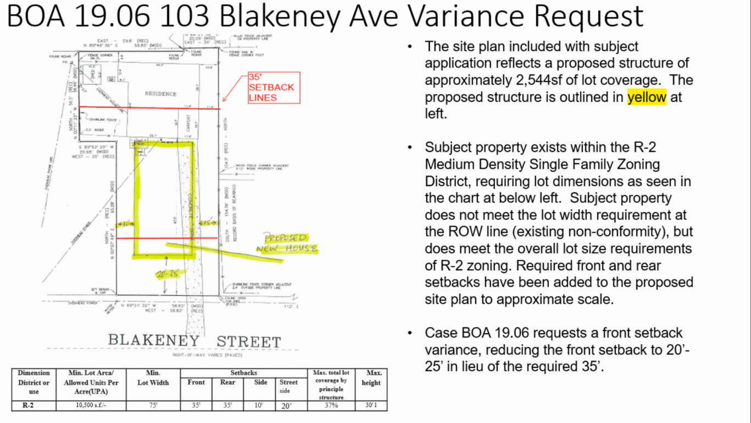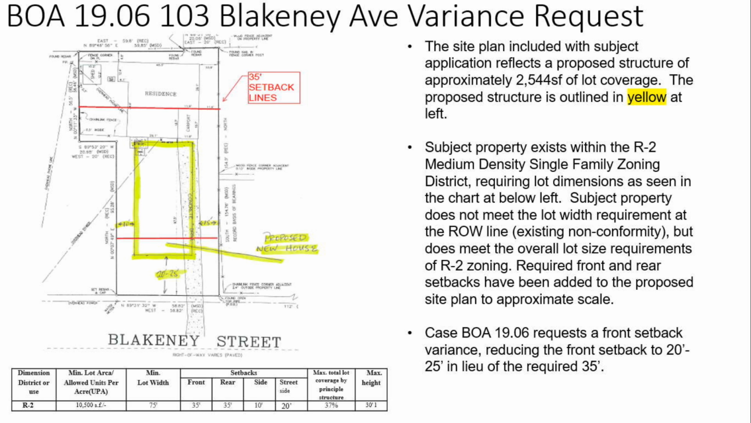The image you see on the left of your screen is an excerpt from the submission given to us by the applicant. This is the site plan included with the application. The proposed structure of about 2,544 square feet is outlined in yellow, as you see at the left. And that is within the R2 zoning district.